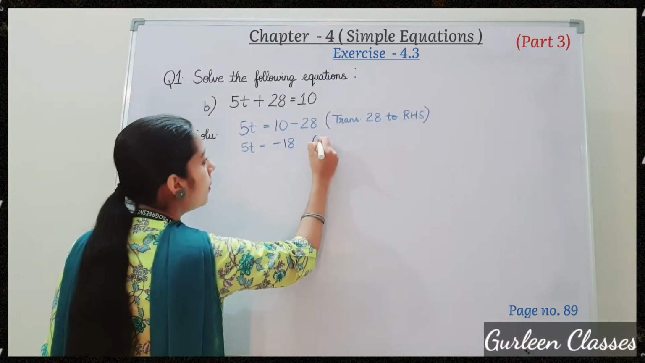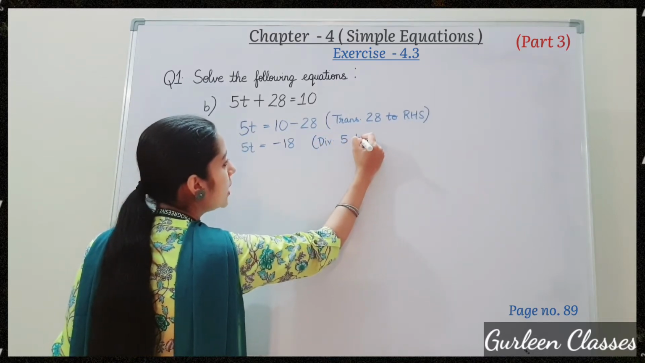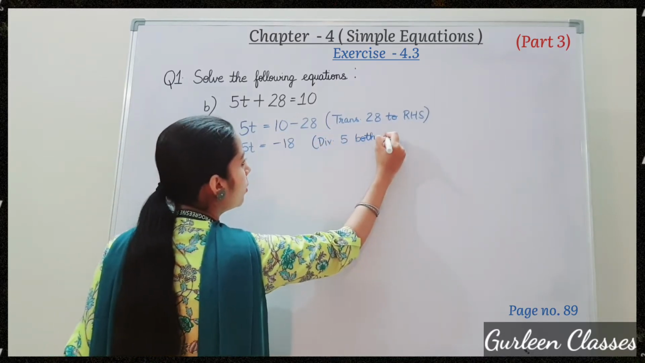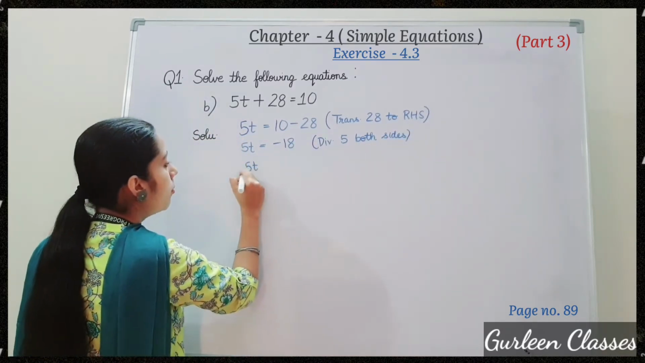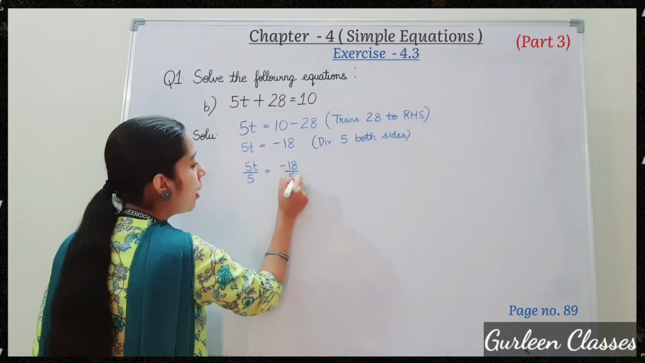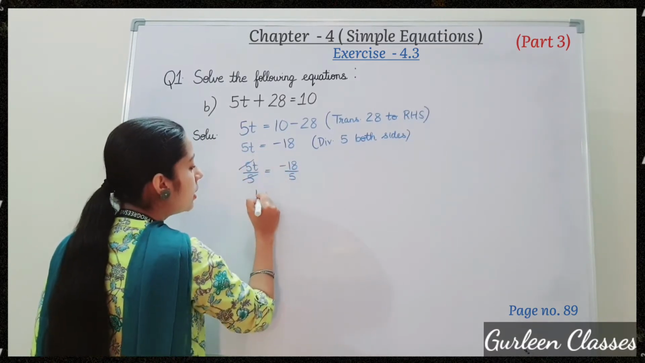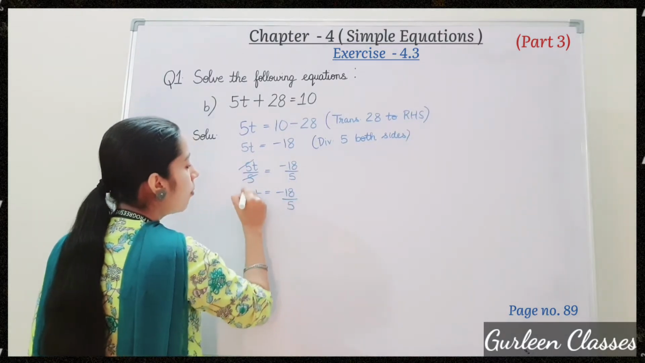The next step will be dividing by 5 on both sides. We have to remove this number from the variable. So now 5t upon 5 is equal to minus 18 upon 5. The 5s cancel. So the value of t is minus 18 upon 5.